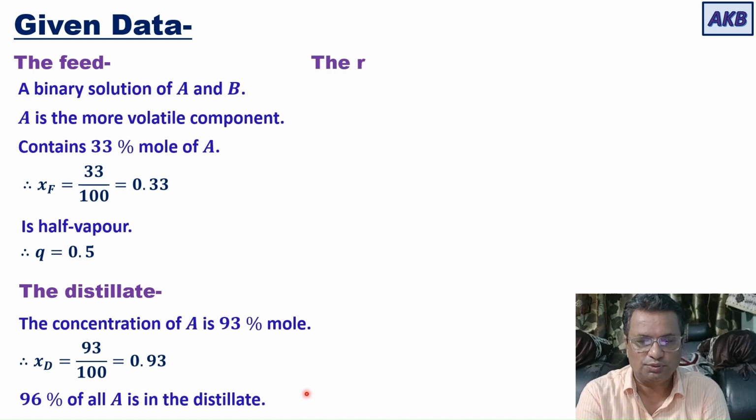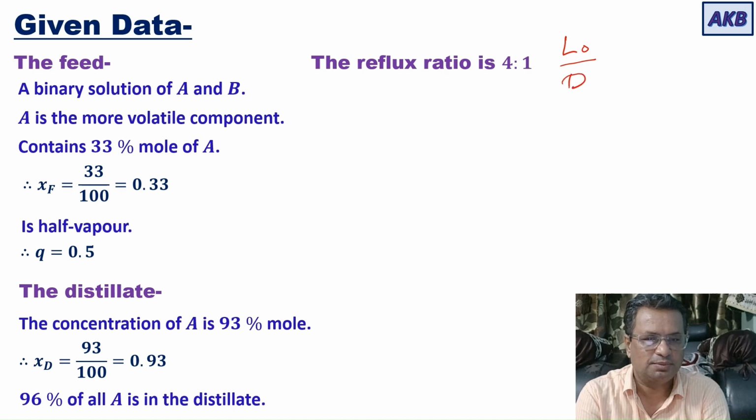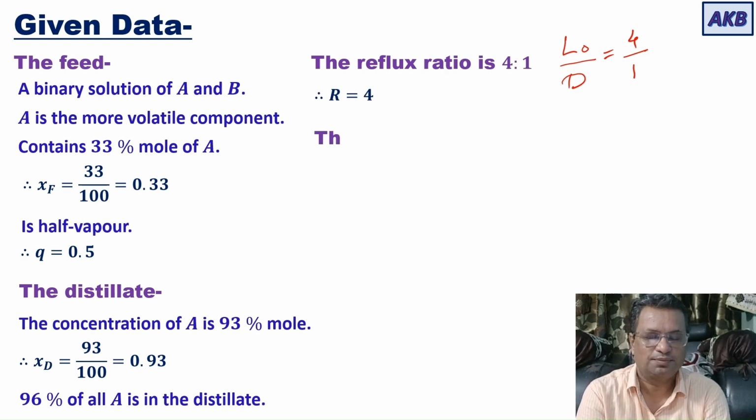You'll come to know. Then the reflux ratio is given to us. Reflux ratio is 4:1. What is reflux ratio? This is the ratio of molar flow rates of the reflux stream to the distillate stream. And this is given as 4:1, which means R is 4.